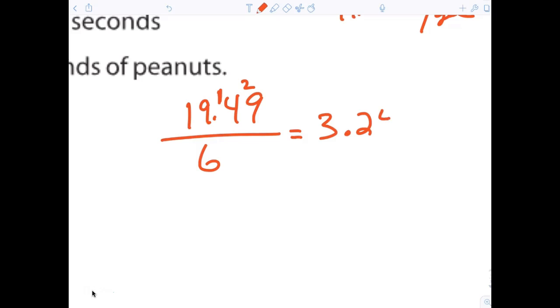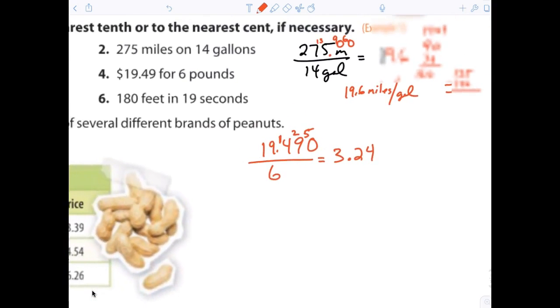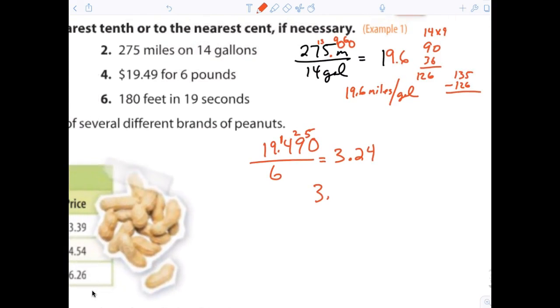All right. 6 times 4 was 24. How many left over? Now remember, since we're going to the nearest penny, is everybody okay with that? We could say about 324, right? And for this problem, number 4, we would say $3.24 per pound.